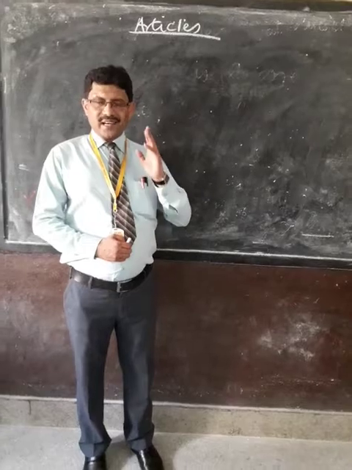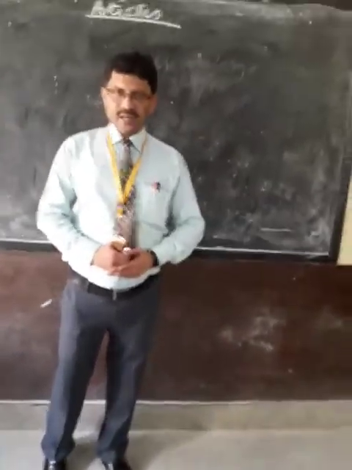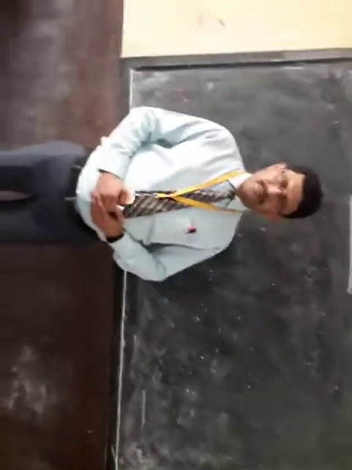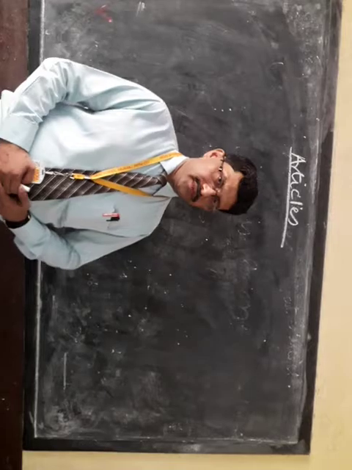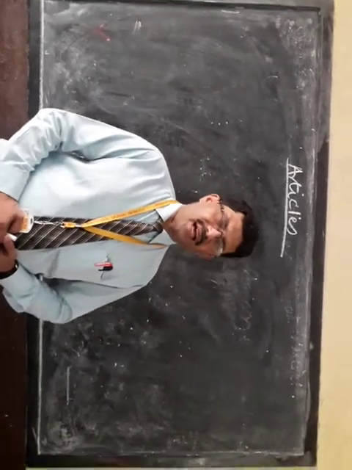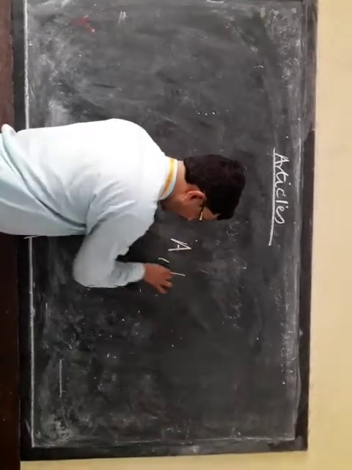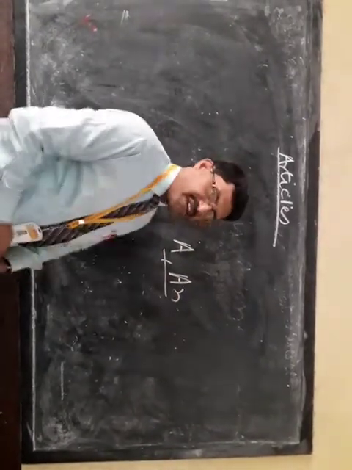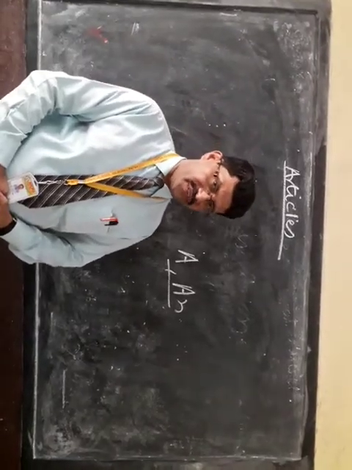My dear students, in my previous class, I taught you about the uses of a and an, and I taught you that there are two types of articles: definite article and indefinite article. The definite article is the, and a and an are indefinite articles. This is what I taught you in my previous class.